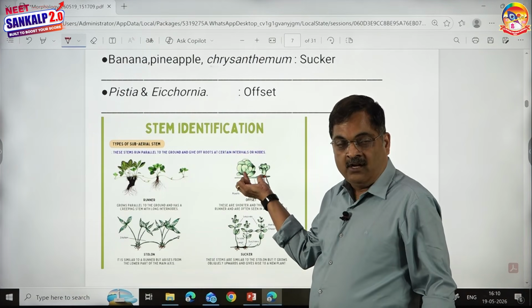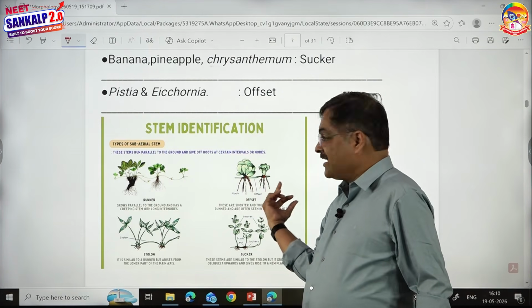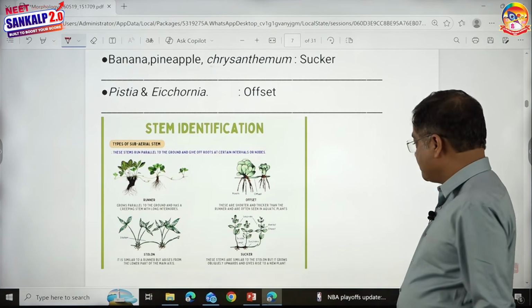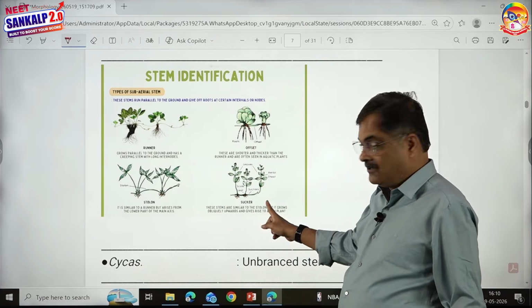It's a short runner with only one internode. It contains a rosette of leaves and balancing roots. You could see here the root pockets. That is what is called an offset. Then you may ask me, what is the difference between stolon and sucker?